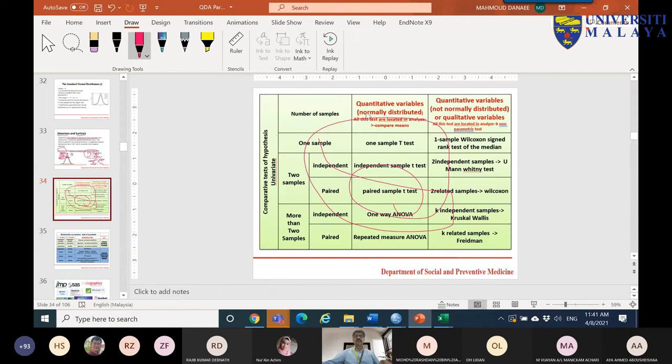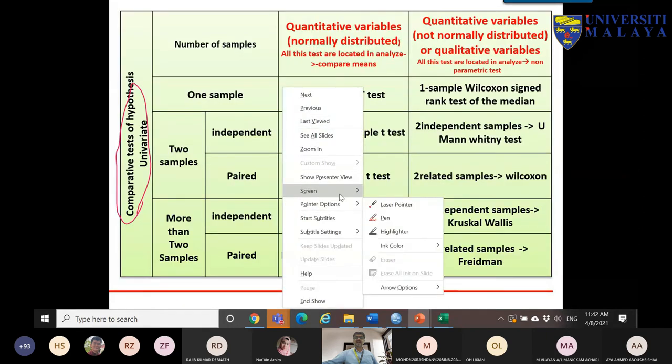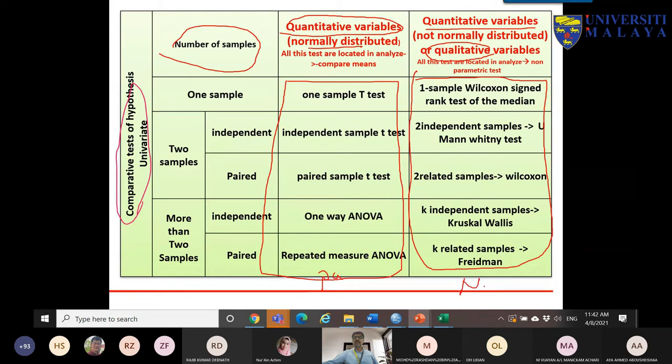Okay, so back to this slide. As I mentioned, these are statistical tests that can be applied for comparative tests of the hypotheses at the bivariate or univariate level. To identify the test, you need to answer two questions. First, how many samples do you have? And what is the type of your variable? If it's quantitative and normally distributed, you have to use this test. All these tests are parametric tests. And if data are not normally distributed, or if your outcome is a qualitative variable, then you can use this test. All these tests are non-parametric tests. Correct? So now back to the first part.